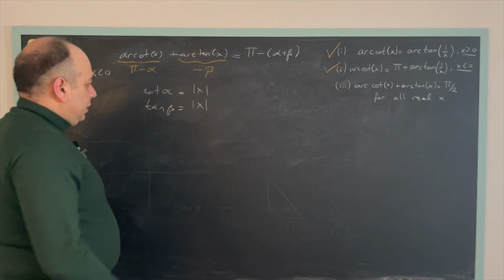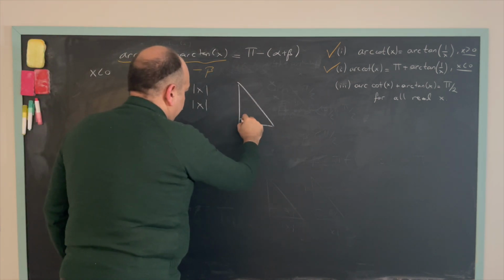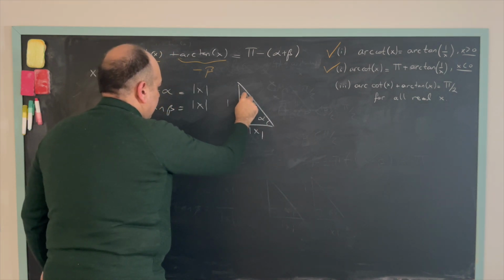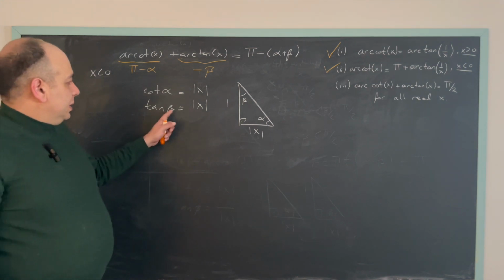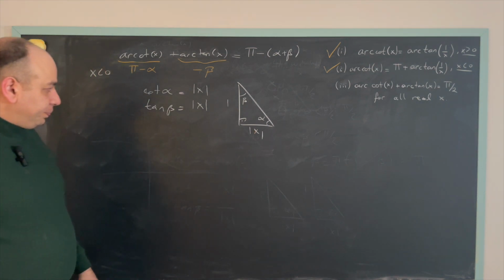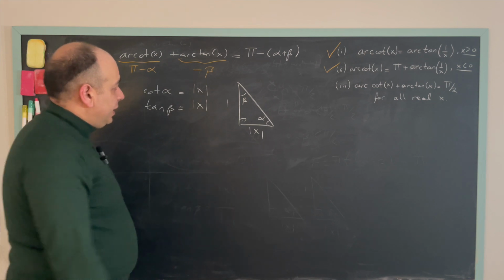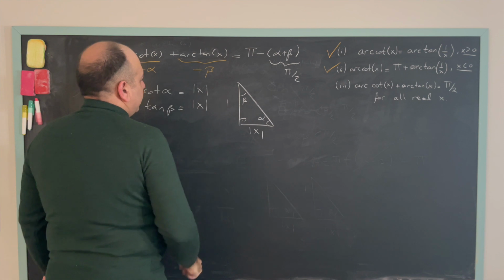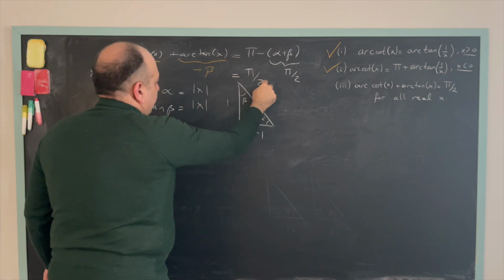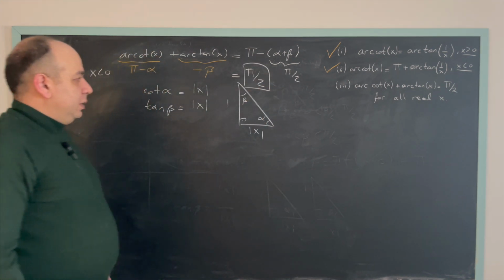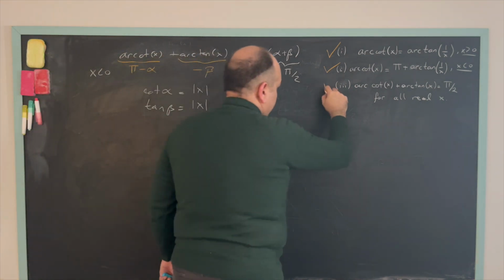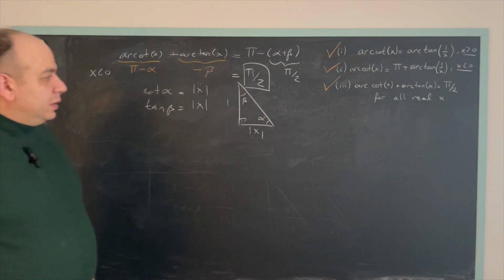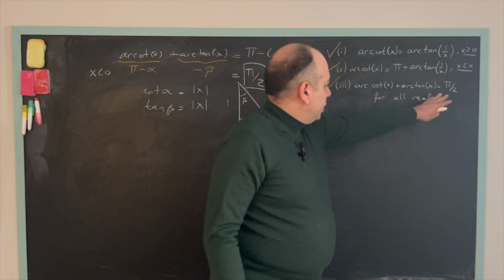Okay, so if we plot the right triangle, we actually get the same thing, right? So this is alpha, so this is x and 1, and this is going to be beta. Tangent beta is x over 1. So as you see, alpha plus beta is again pi over 2. So pi minus pi over 2 is equal to pi over 2. So we also prove this.